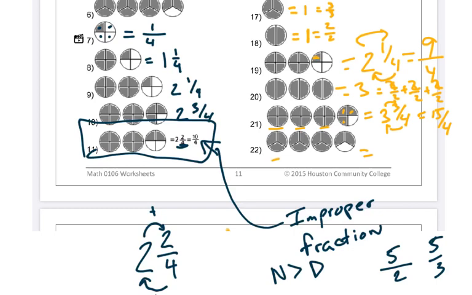The last one is going to be 1, 2, 3. And then we have 2/3. So 3 and 2/3, which could convert to 3 times 3 is 9, plus 2 is 11. 11 over 3.